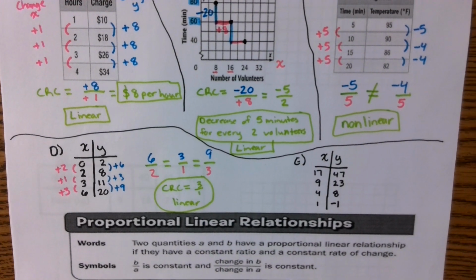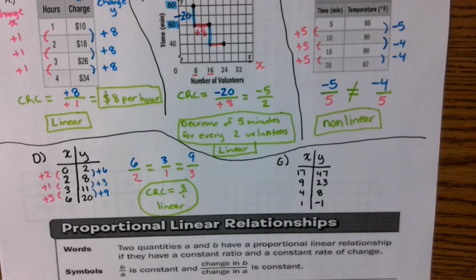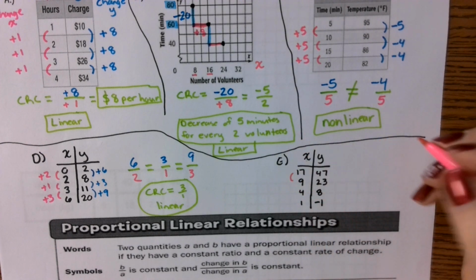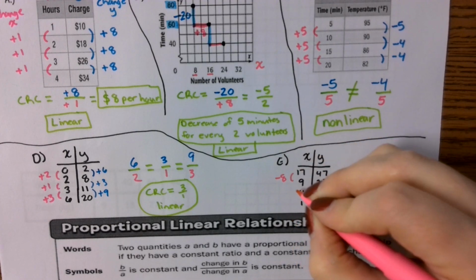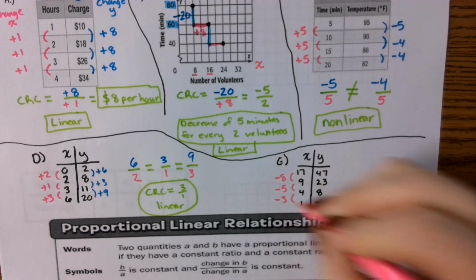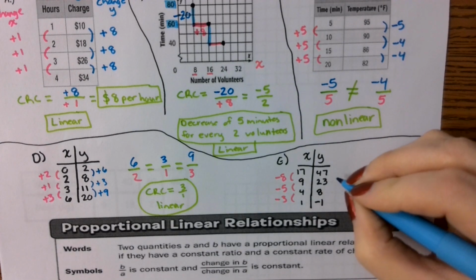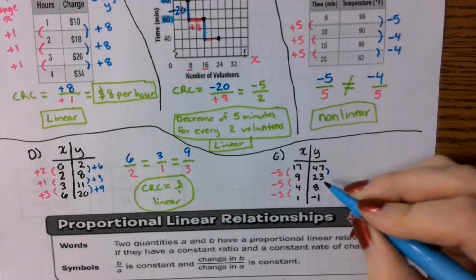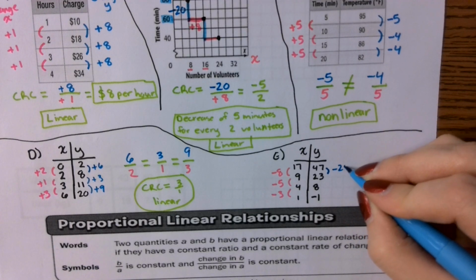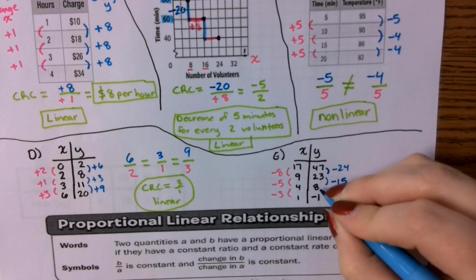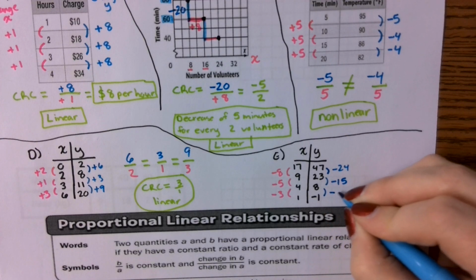What about problem E, linear or nonlinear? Linear. It's linear. Again, same idea. We are now decreasing here by 8, and then we are going to decrease by 5, and then we're going to decrease by 3. For the y's, we are also going to have an inconsistent change. We're going from 47 to 23. That's a decrease of 24. Then from 23 to 8 is a decrease of 15. And then 8 to -1 is a decrease of 9.